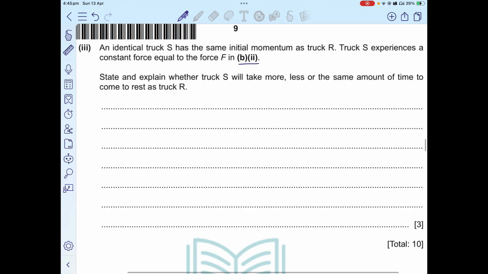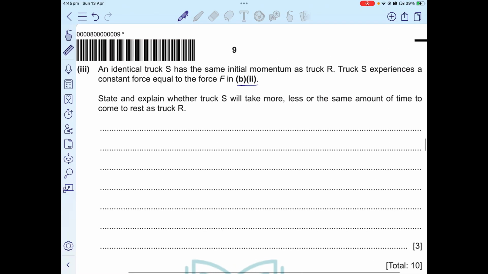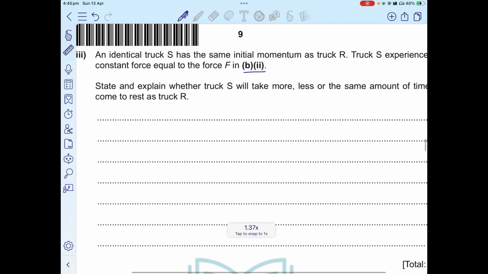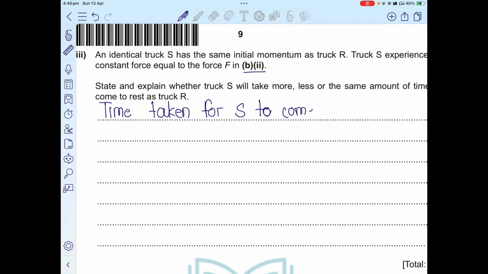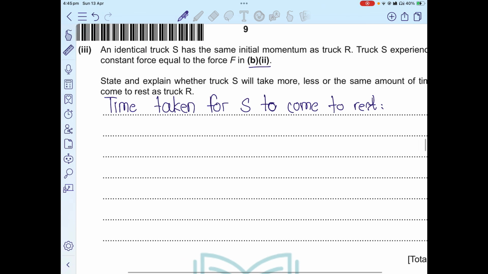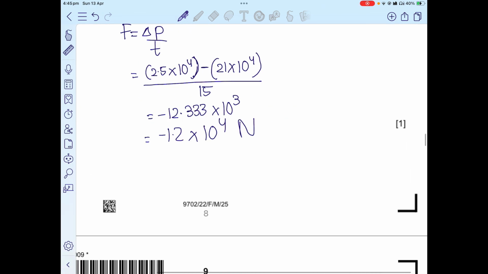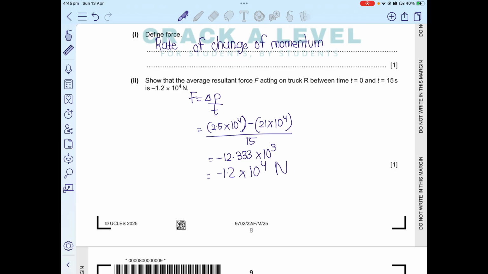Now we can calculate the very easy question. We can actually use the force value and the initial momentum value to calculate the time taken for truck S to come to rest, because it has a constant force. So the time taken for S to come to rest will equal the change in the momentum in the truck divided by the force. Now the change in the momentum in the truck will obviously be 2.5 into 10 raised to 4.